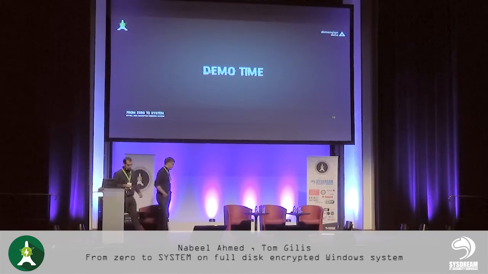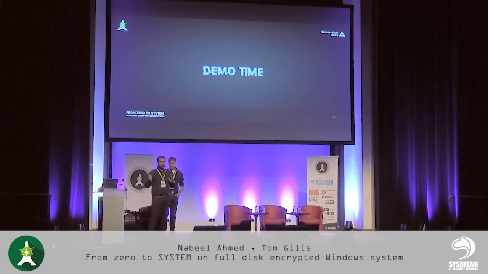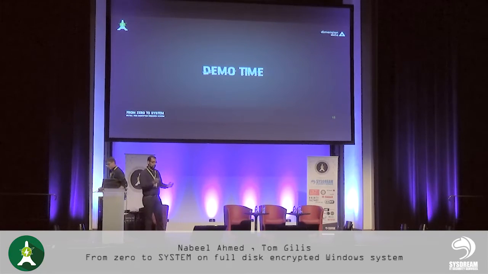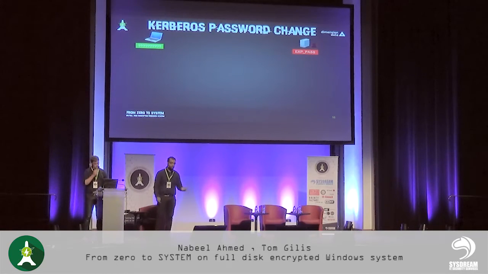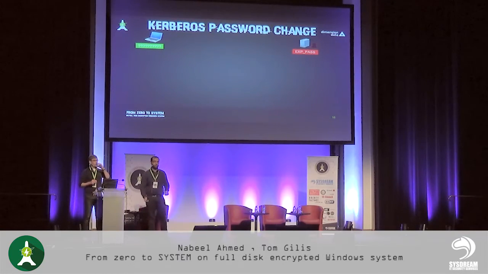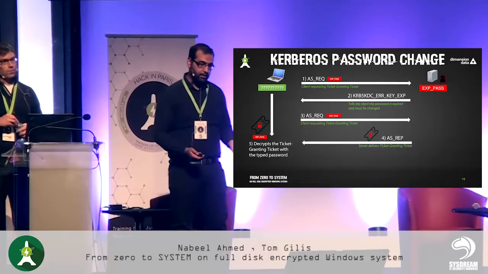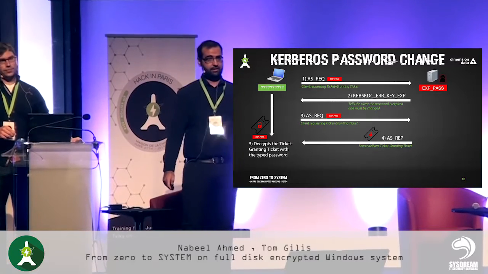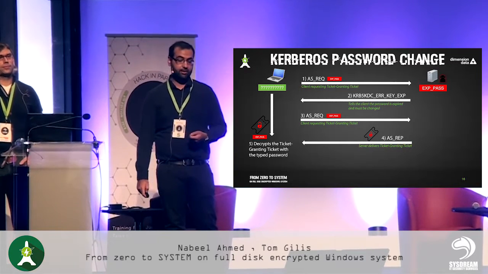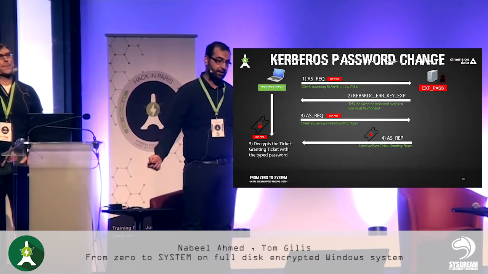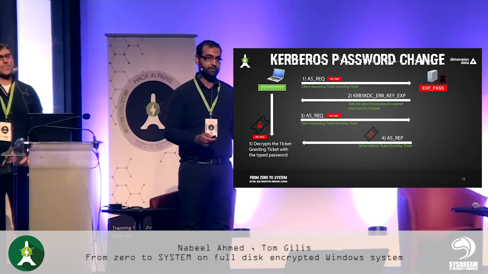So let's dive more into detail about the communication between the fake domain controller and the client. First of all, there's a client, we don't know the password, but we have a fake domain controller with an expired password. The first thing the client does is request a TGT, a ticket granting ticket, from the domain controller, and the domain controller says, sorry, your password has expired and it must be changed.